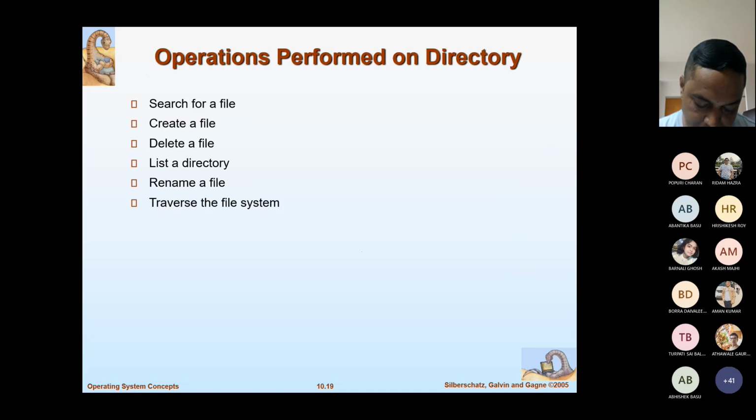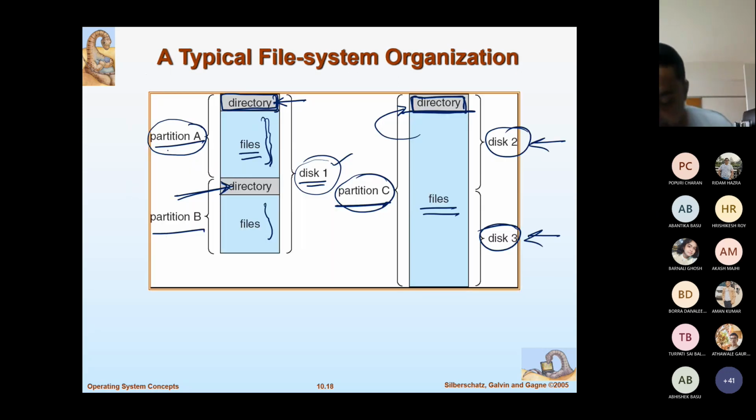Yes. Sir, if in the second case, a file is stored somehow partly in disk 2 and partly in disk 3, and then one disk fails, sir, then what will happen?